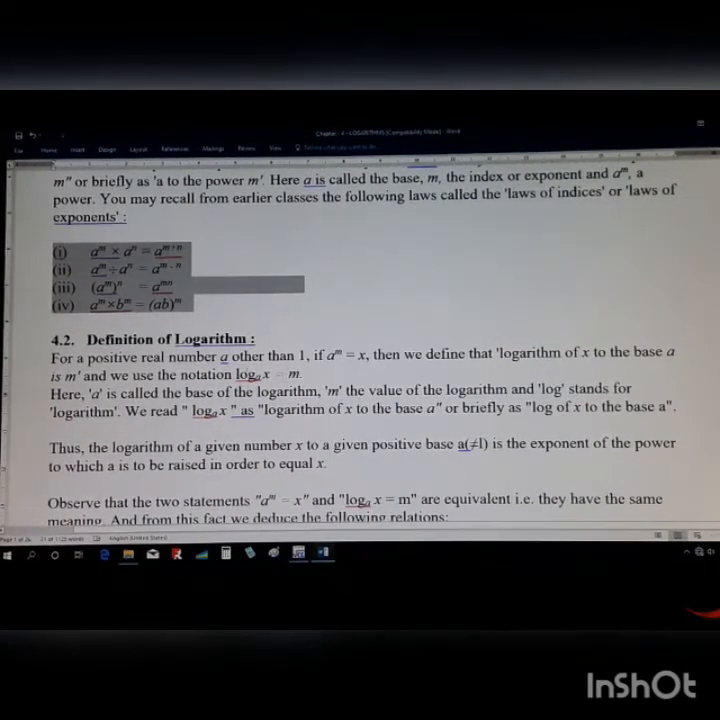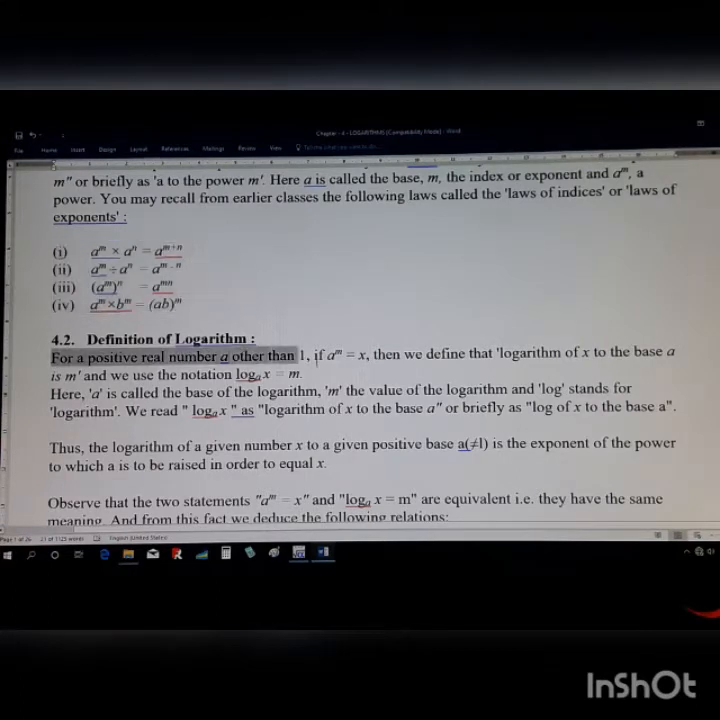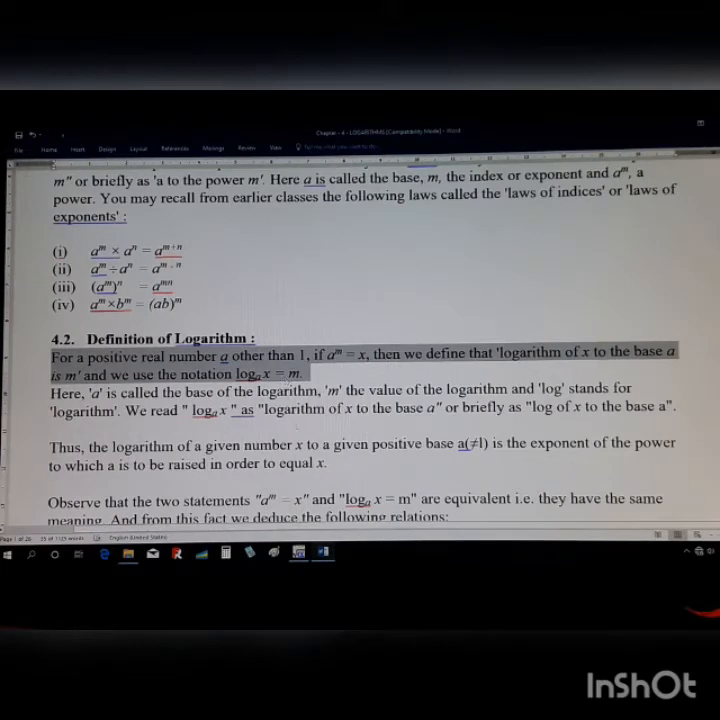Now let's see the definition. For a positive real number a, now let me highlight this. For a positive real number a other than 1, this number a cannot be 1. If a happens to be 1, then the relation does not hold good. So that one will be explained later. Now let's go back to the definition again. For a positive real number a other than 1, if a to the power m is x, then we define that logarithm of x to the base a is m, and we use the notation log of x to the base a equals m.